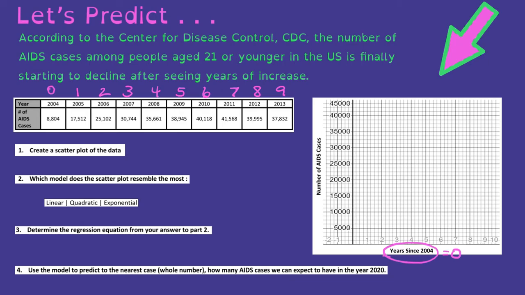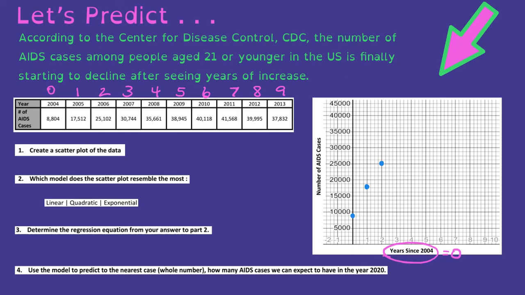So the first thing it tells us to do is create a scatter plot. So let's do that next. The first coordinate would be 0, 8,800, or at least close to that. So we're going to be close to 9, so right in here. Then 1 is around 17 and a half. So 15, 16, 17 and a half. Then 2 would be 25,000. We'll put 1 here. And then 3 was going to be close to 31.